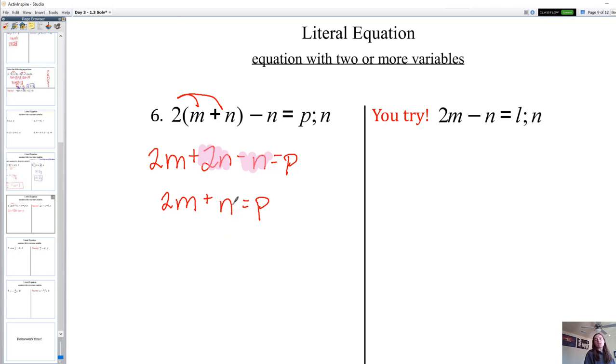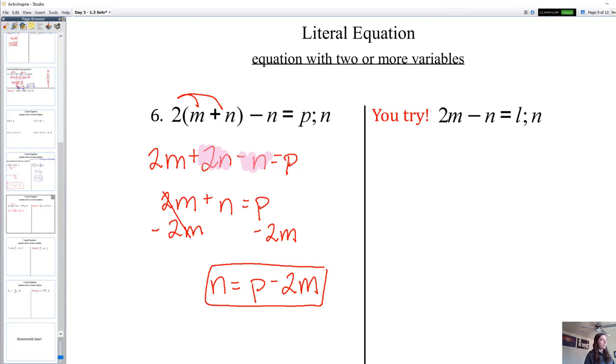And now we just need to get everything that's with that n, move it to the other side so that n is all by itself. So I'm going to subtract 2m from both sides. That way on the left we don't have those m's anymore, we're just left with n, nothing else to worry about, equal to p minus 2m, n is by itself, and we are done. Let's look at another example.